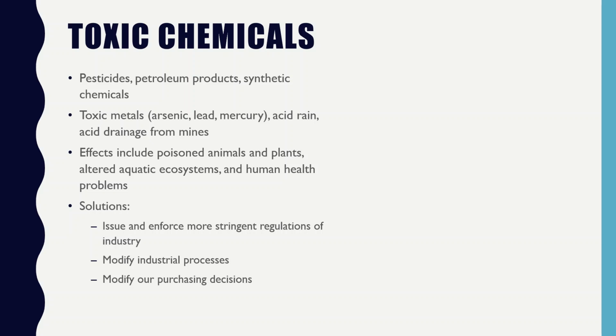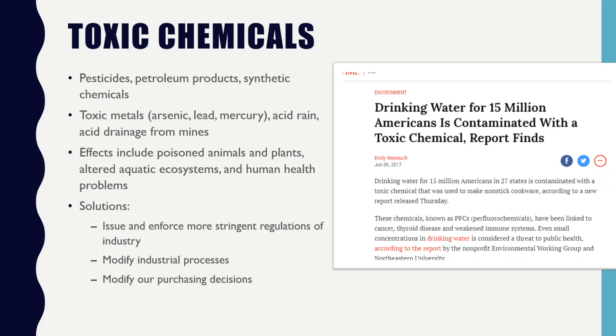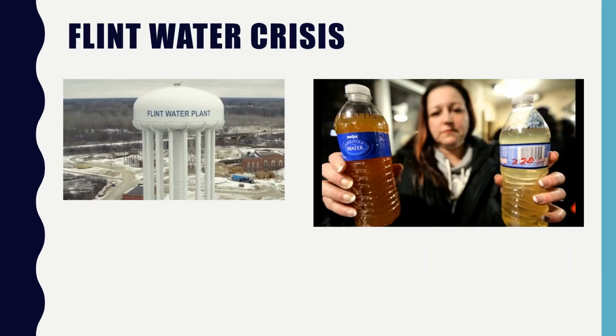Drinking water for 15 million Americans is contaminated with a toxic chemical. This report found in 2017. And not to mention the Flint water crisis, which is still happening. The people of Flint are still having problems with their water, and I'm going to have you watch something about the Flint water crisis as well.